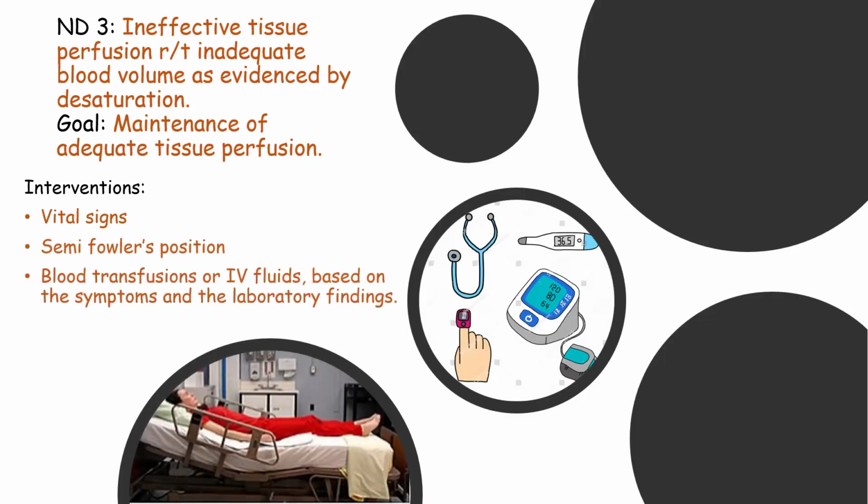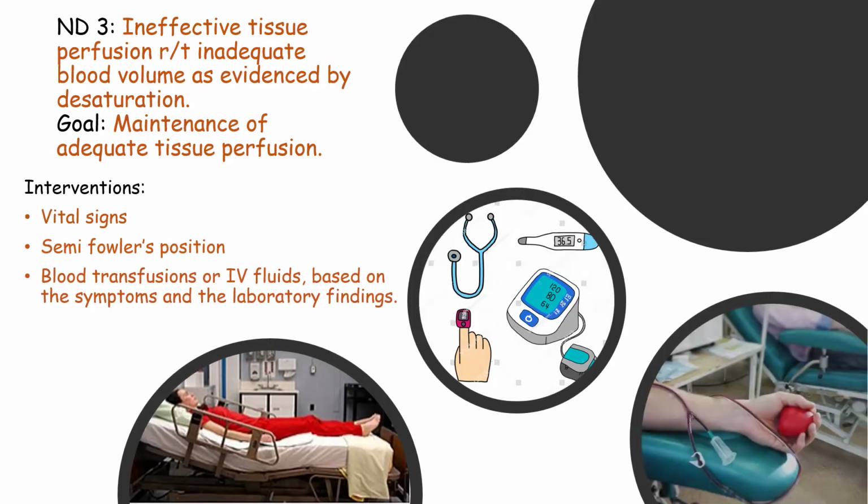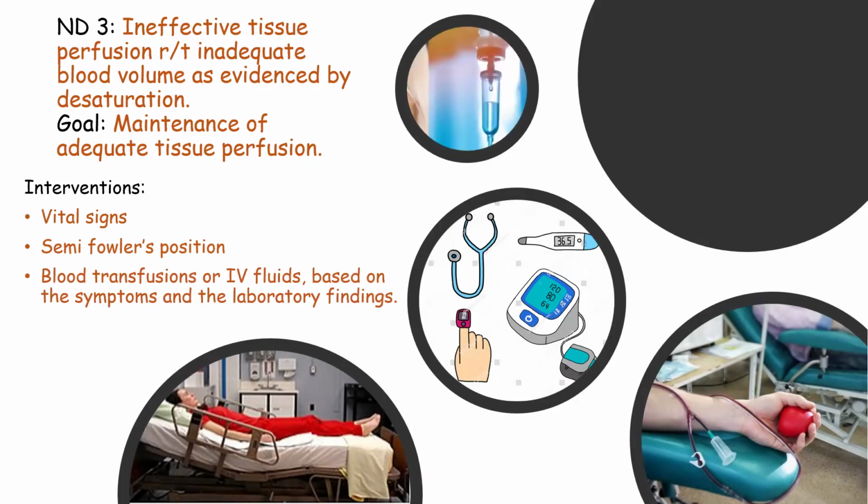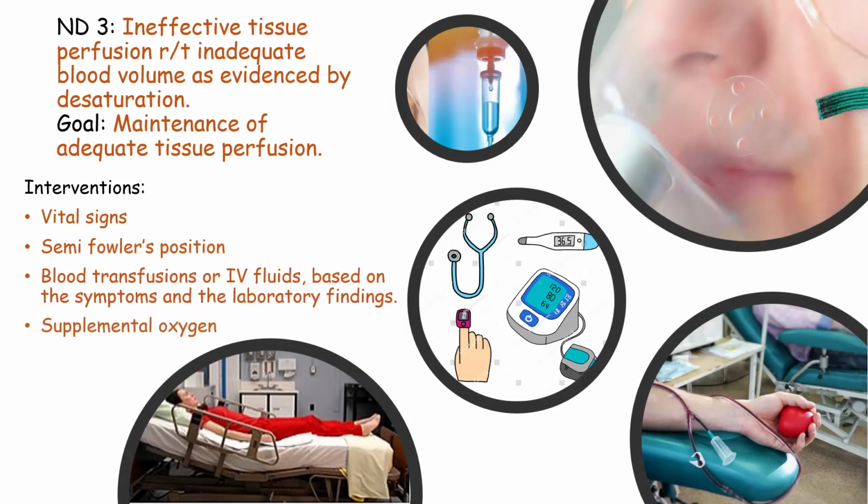Lost blood or fluid volume should be replaced with transfusion or intravenous fluids based on the symptoms and the laboratory findings. For example, if hemoglobin level is low, then blood transfusion can be given. If electrolytes are low, then electrolyte corrections can be given. If the patient is only dehydrated or hypotensive, normal IV fluids can be given. Supplemental oxygen should be given to improve the tissue perfusion.